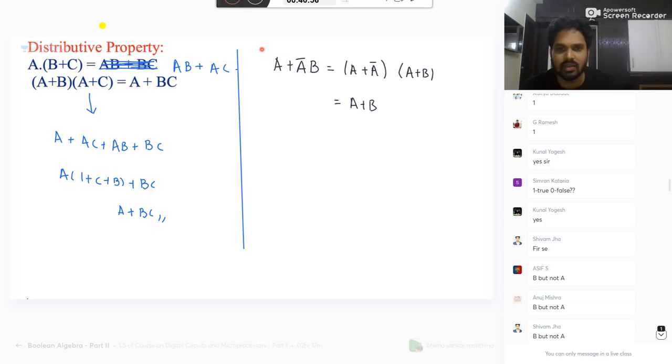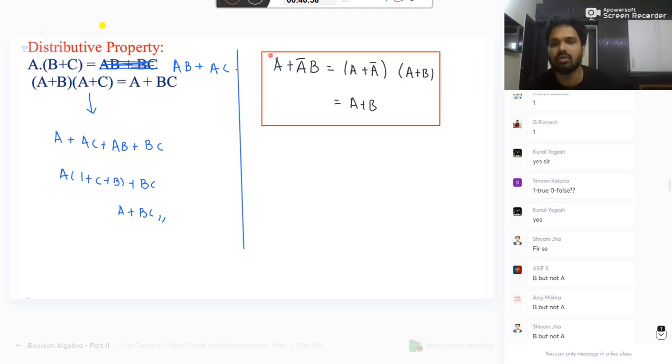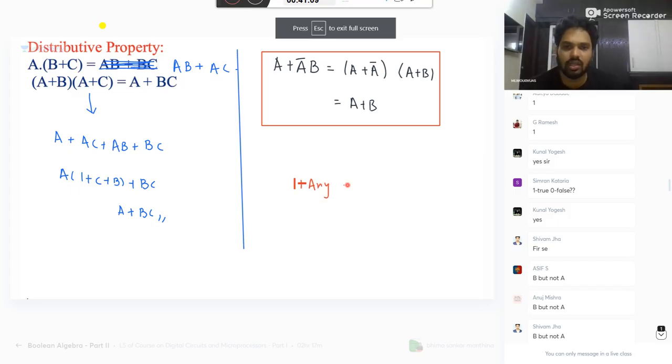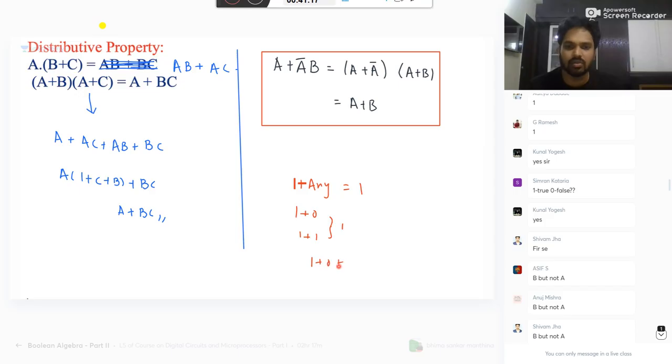No problem, Abhijit, I will repeat. In the Boolean algebra, 1 plus anything equals 1. 1 plus 0 or 1 plus 1, both the cases 1 only. Similarly, 1 plus anything is 1. 1 plus b plus c, whatever may be, is equal to 1.